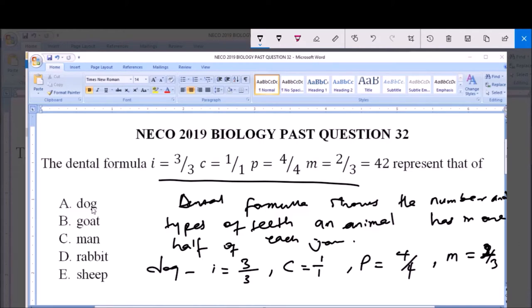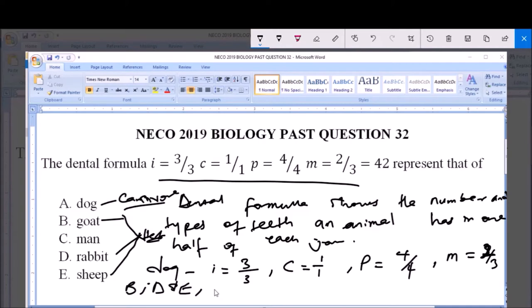Then, option B, option D, and option E are all herbivores. Remember, dog is a carnivore, and carnivores have the same dental formula. But goats, rabbits, and sheep are herbivores, and they have the same dental formula. So, for option B, D, and E, they have the same formula.